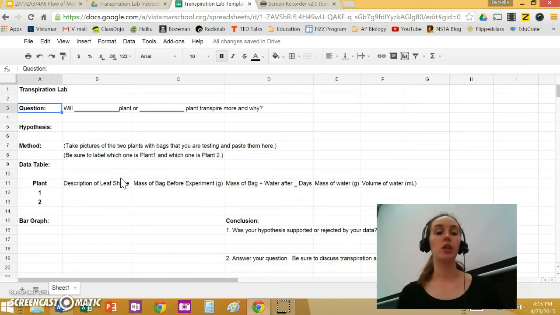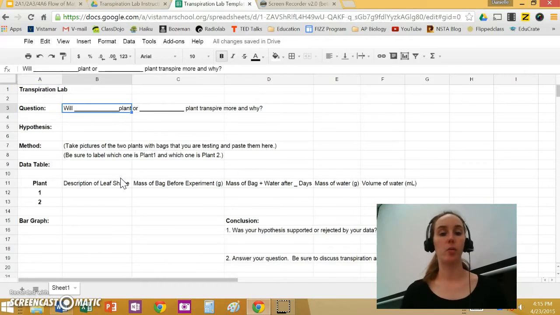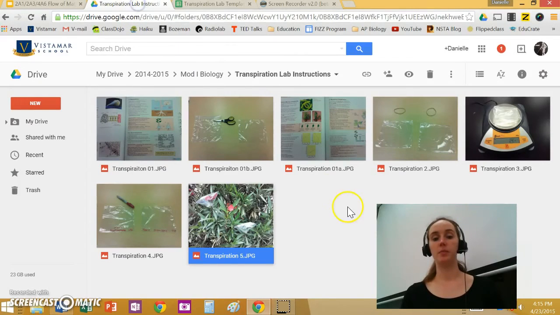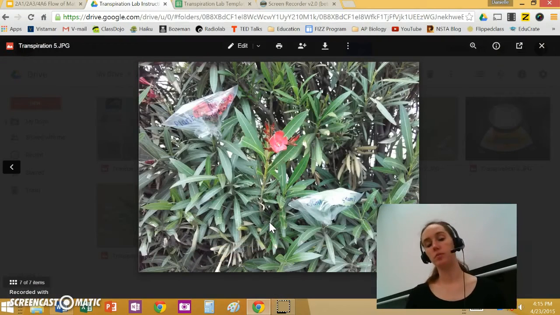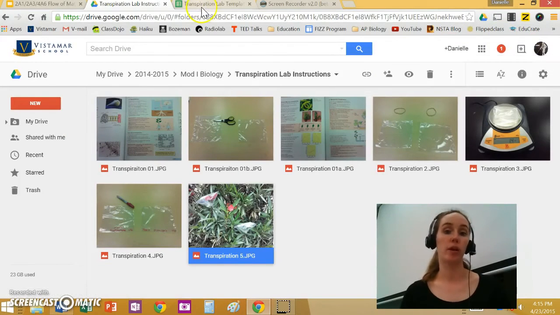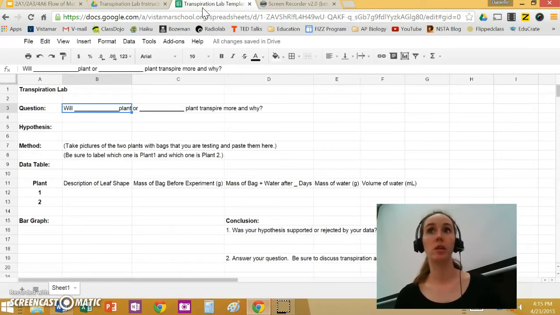So their question, they're going to have to figure out, will this plant or that plant transpire more, and why? So this team will be, right, will the part of the plant with flowers or the part without flowers transpire more, and why? Of course, their answer could also be they will respire equally. That's fine too.